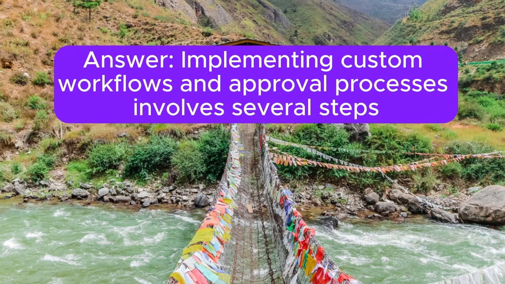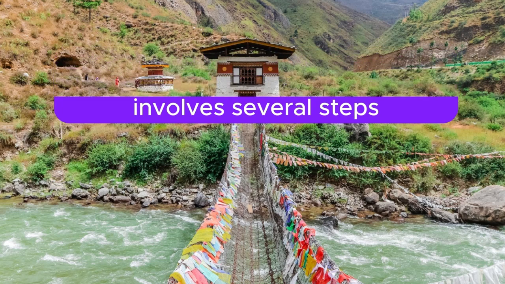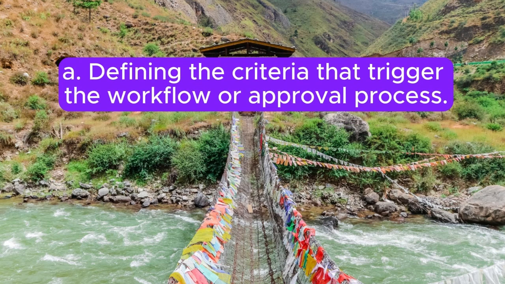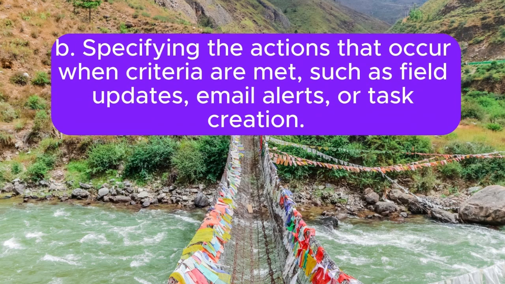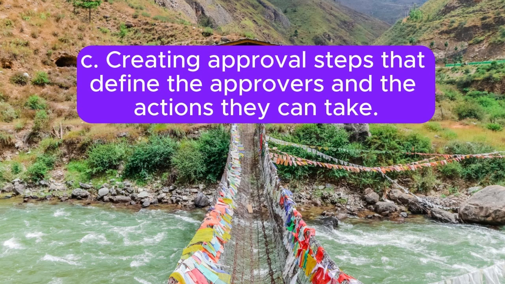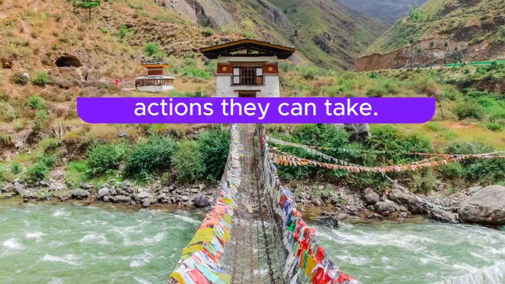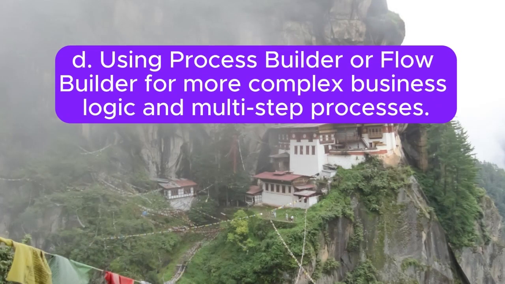Answer: implementing custom workflows and approval processes involves several steps. A. Defining the criteria that trigger the workflow or approval process. B. Specifying the actions that occur when criteria are met, such as field updates, email alerts, or task creation. C. Creating approval steps that define the approvers and the actions they can take. D. Using Process Builder or Flow Builder for more complex business logic and multi-step processes.